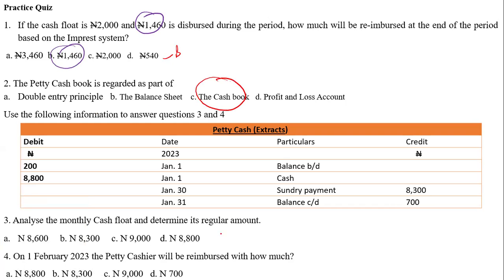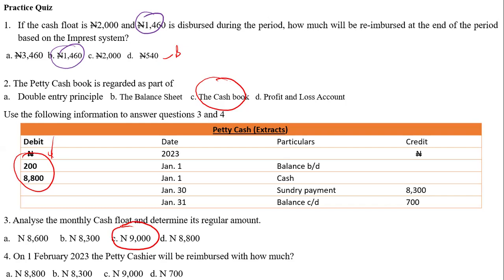Let's look at this analysis. Looking at this question, this is the amount. You can see it's a format extract of what we have for a petty cash. Analyze the monthly cash flow. From here, no thinking is required. We say the cash flow is the total amount that is on this side that is to be received. And the addition of this is going to give us 9,000.